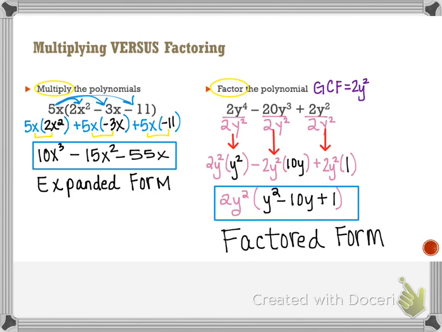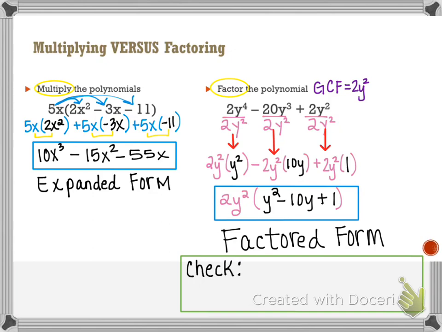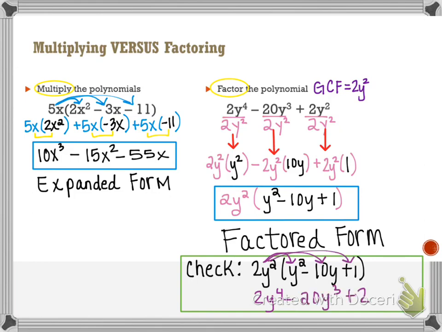Now, anytime you factor something, you always want to check and make sure you factored it correctly. So we're going to do our check in this space down here. So I'm going to take my answer, the 2y squared times y squared minus 10y plus 1. And what I'm going to do is distribute the 2y squared and see if I get back to my original trinomial. So I'm going to get 2y to the 4th minus 20y cubed plus 2y squared. So I know that it checks out. And that is the difference between multiplying and factoring.